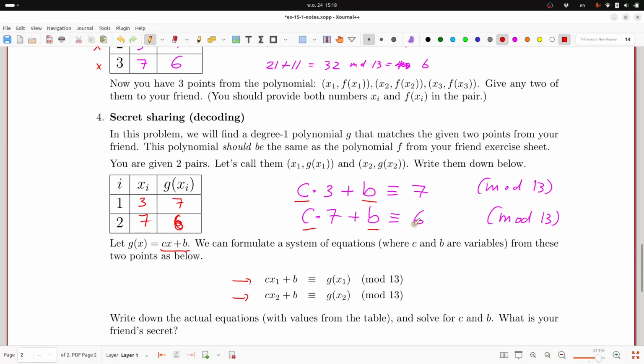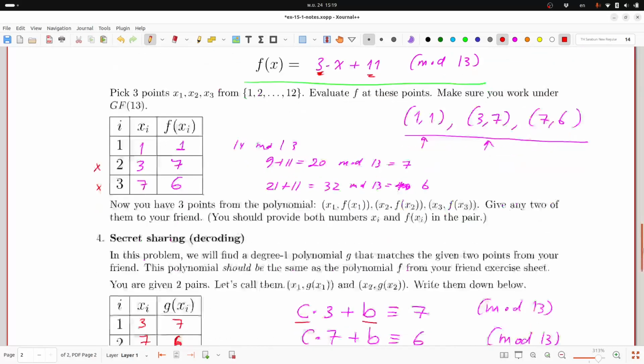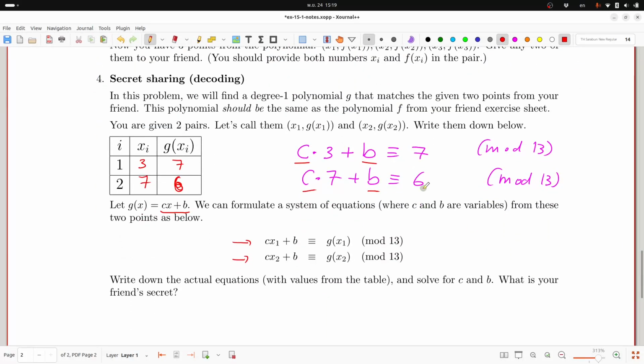Now I have a system of linear equations with 2 variables. 2 equations, 2 variables. You can use Gaussian elimination to solve. Now you can solve for c and b. Okay? If I solve this, I should get c to be 3 and b to be 11. And 11 is my secret. So you should take 2 points from your friend and try to solve for c and b. And b will be exactly your friend's secret. You should check. It should work.